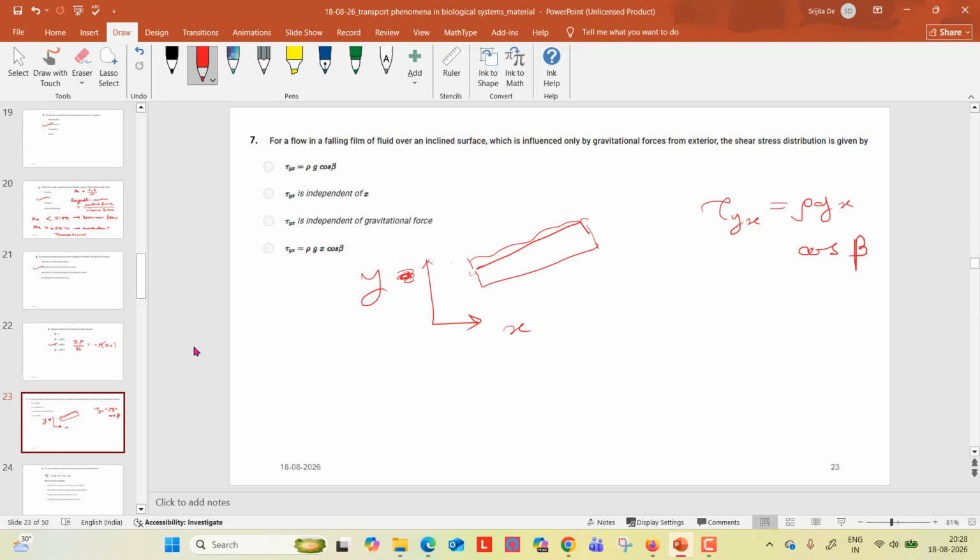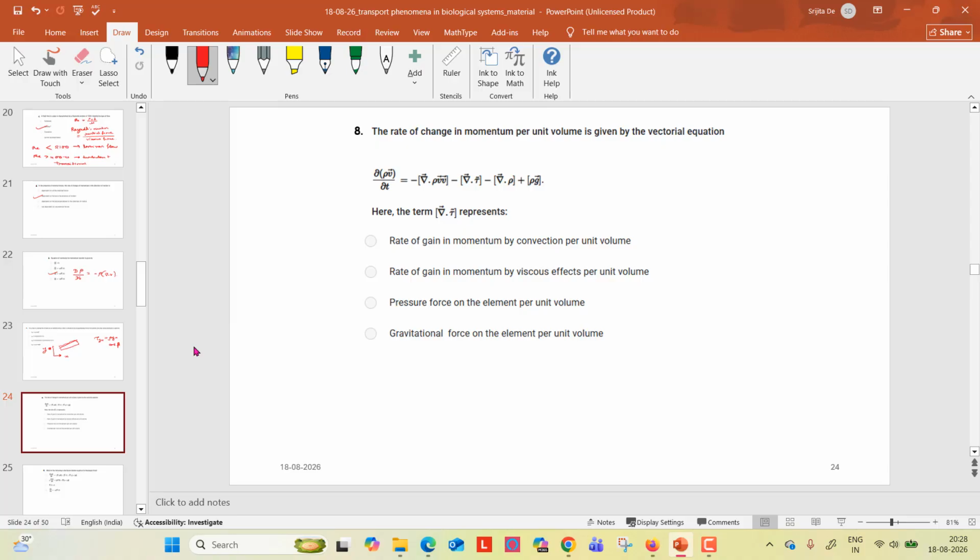Next, for a flow in a falling film of fluid over an inclined surface, which is influenced only by gravitational forces from exterior, the shear stress distribution is rho g x cos beta. So it is already done. Next.